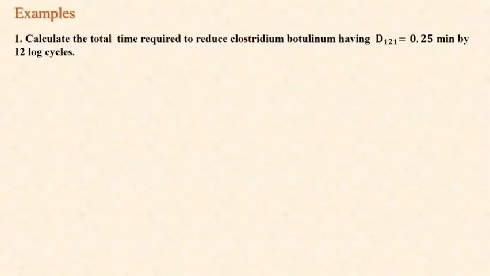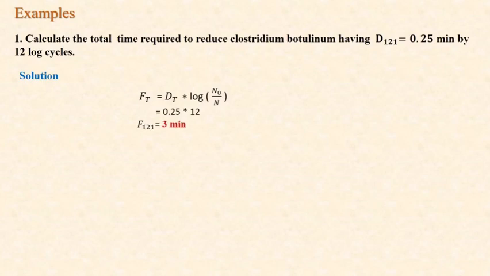Let us solve some numericals. Problem number 1. Calculate the total time required to reduce Clostridium botulinum having a D-value of 0.25 minutes by 12 log cycles. Here the D-value is given and the number of log cycles is also given, so we can easily calculate the F-value by multiplying both these two. So this is the formula of F-value. Substitute both the values. We will get F-value as 3 minutes.